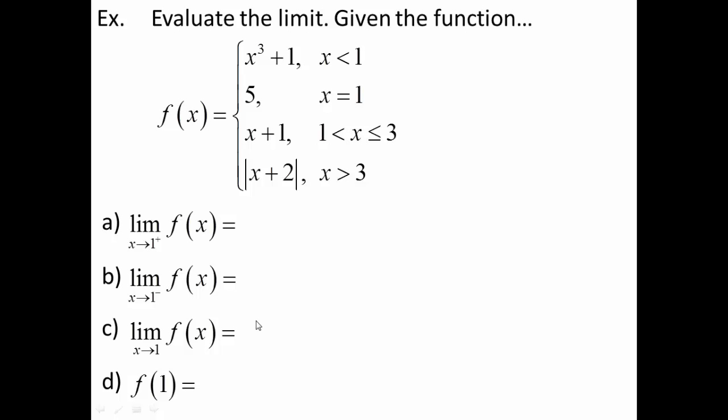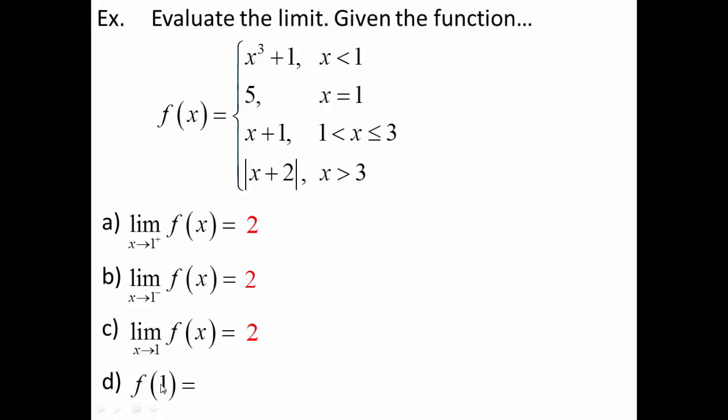All right, let's go through them one by one, starting with the first column. At x equals 1 from the right, so to the right of 1 would be this guy right here, so it would be 2. To the left of 1 would be this guy right here, so it would also be 2. And since the left and right side agree, I can say that the limit actually is 2.